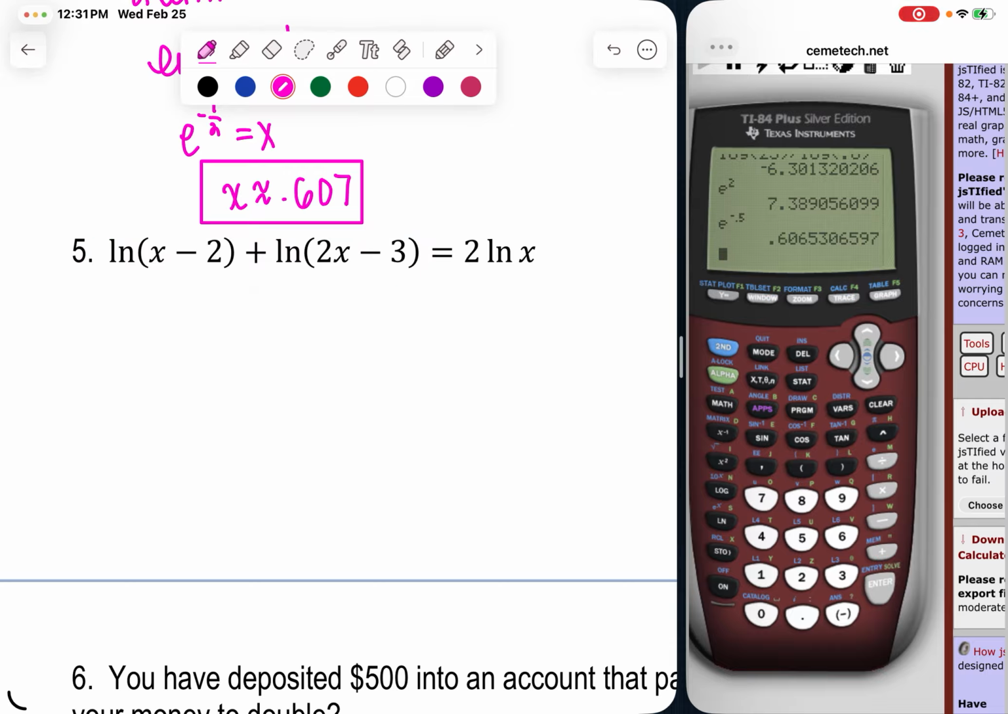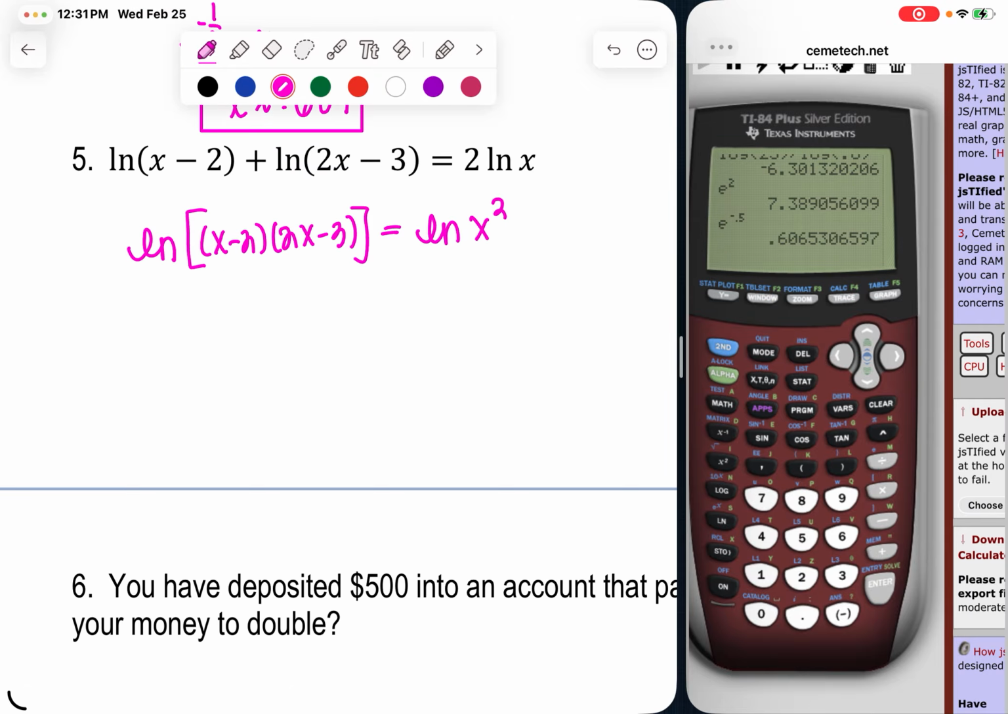If it's addition, I can condense them by saying that I'm going to multiply the 2 arguments. So I'm going to do x minus 2, I'm going to put this in brackets here so I don't get lost, times 2x minus 3. And that's equal to, and then I'm going to write this as an exponent because I don't want to divide both sides by 2 because that is scary on the left-hand side, right? So I'm going to write natural log of x squared. All right, so now I can set my arguments equal to each other.